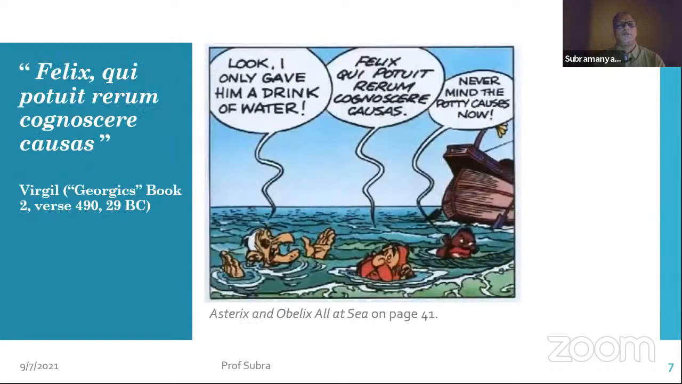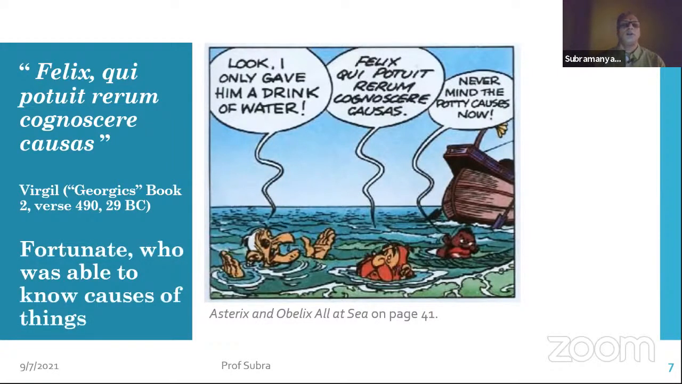So let us start with the Latin quote, Felix qui potuit rerum cognoscere causas. What does this mean? It means fortunate are those who are able to know the causes of things. So not only the origin of words, but the cause of anything, if you are able to know about it, it makes us understand it better.